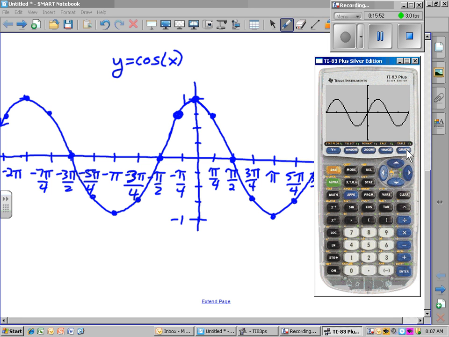Does that look like our sine graph? I need to scroll back up. You guys have it on your paper, right? Or if we hit zoom trig, zoom 7, it's just a little bit different.